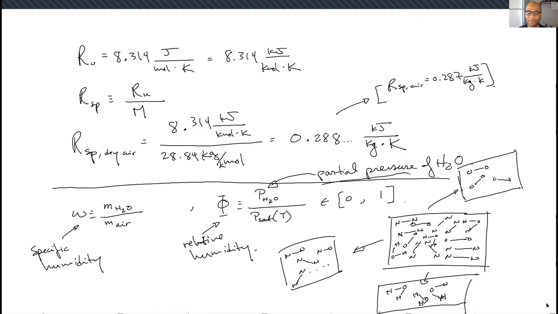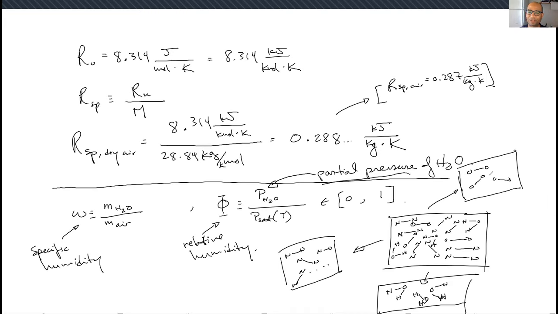Okay. Let me add a page. So what happens then? Well, each of these boxes of molecules obeys the ideal gas law. We're assuming, this is an assumption we're making, that each of these components is an ideal gas. And when I put them all together, they're still an ideal gas.